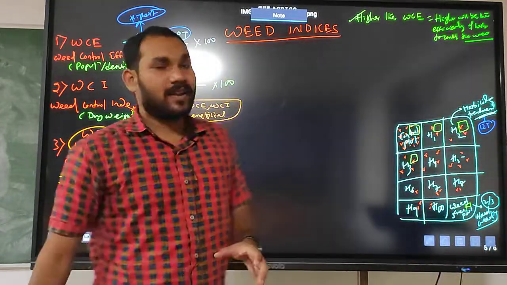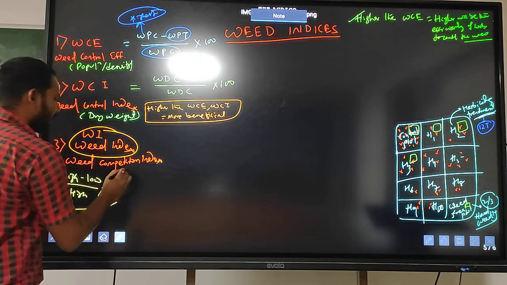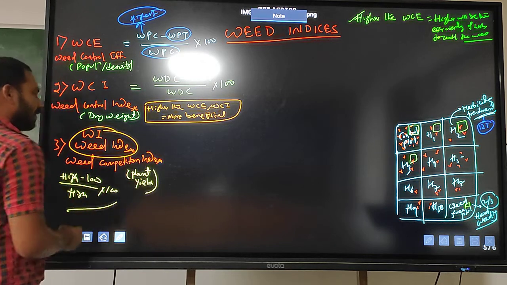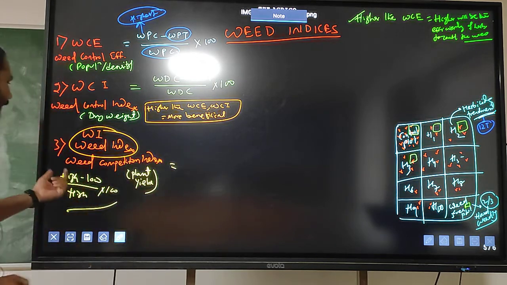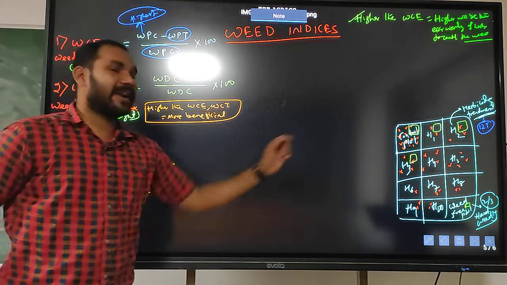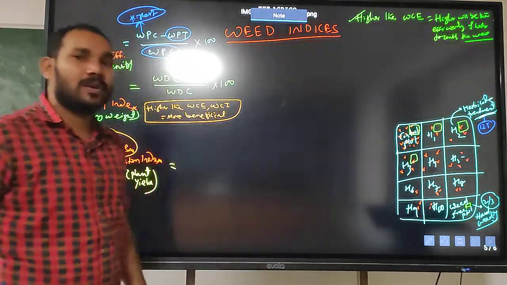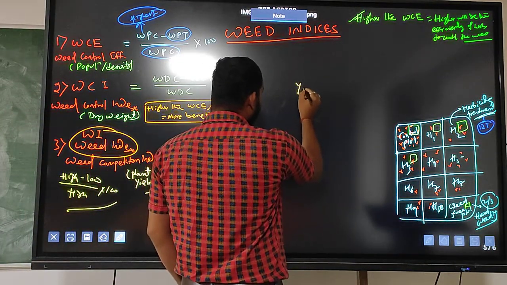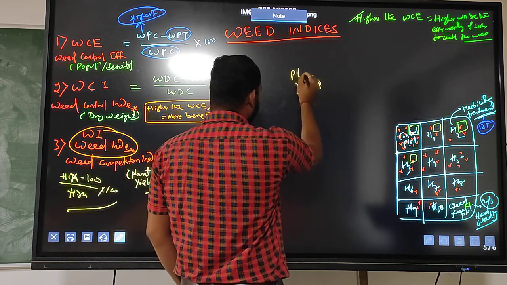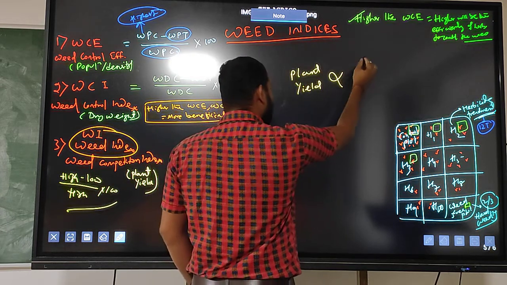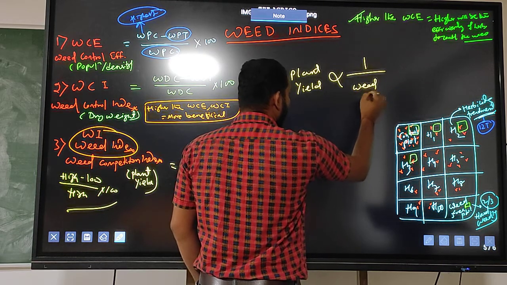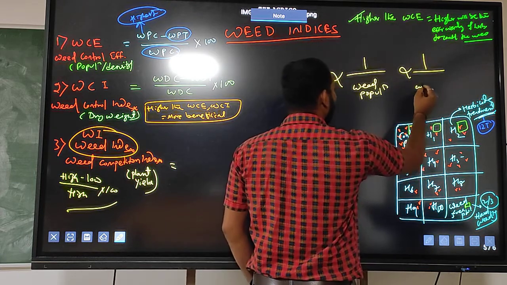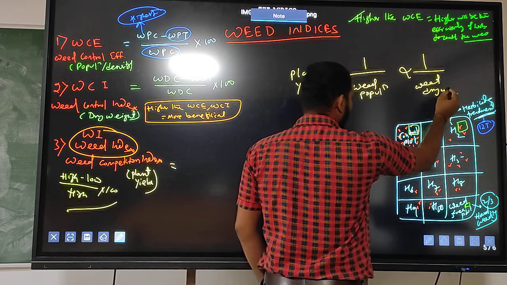So high, you say in which plot the yield. For weed index, plant yield will be taken. So you say high minus low. High means in which treatment the plant yield will be high. Here I will write: plant yield is inversely proportional to the weed population, or I can say it is also inversely proportional to the weed dry weight. Yes or no?